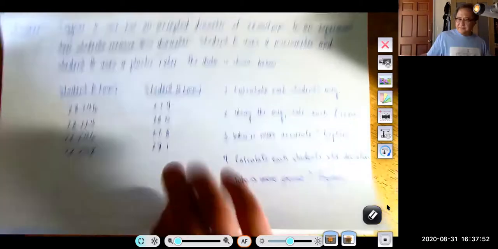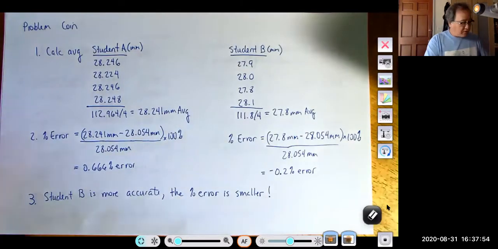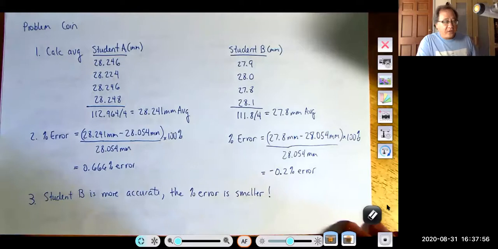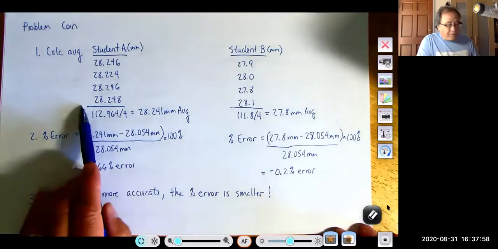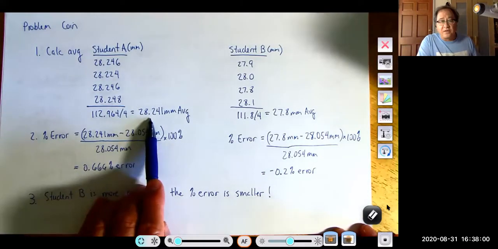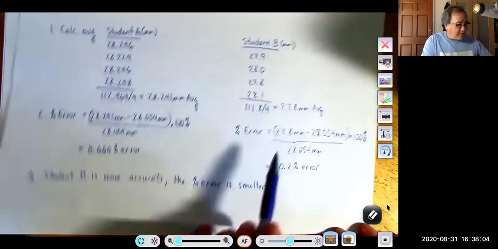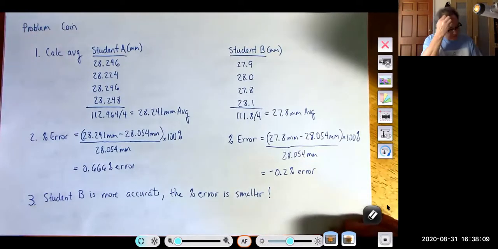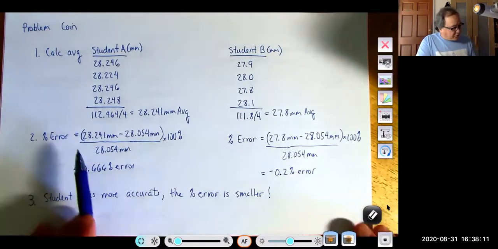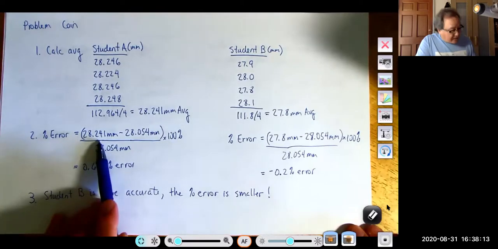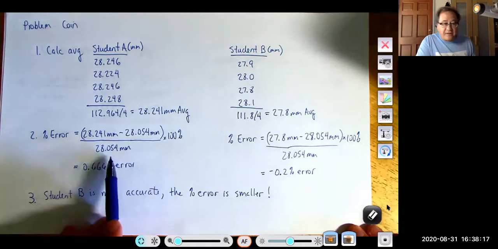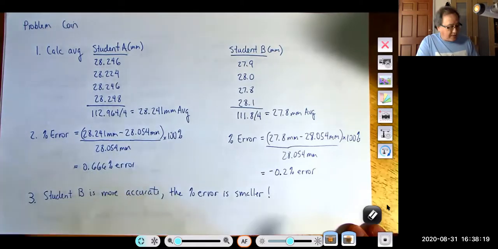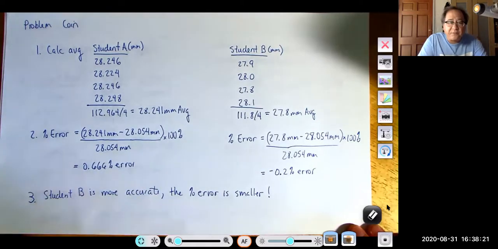Okay, so the first part, we're going to calculate the average. We just add up the values, divide by 4, and we get 28.241 millimeters average for student A, and we get 27.8 millimeters average for student B. The percent error for student A is going to be the average minus the accepted value, divided by the accepted value, and then times 100%. And we get a 0.666% error.